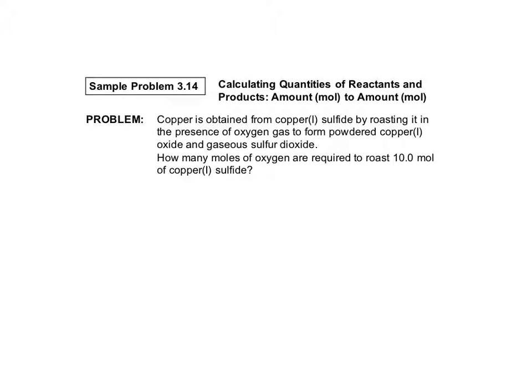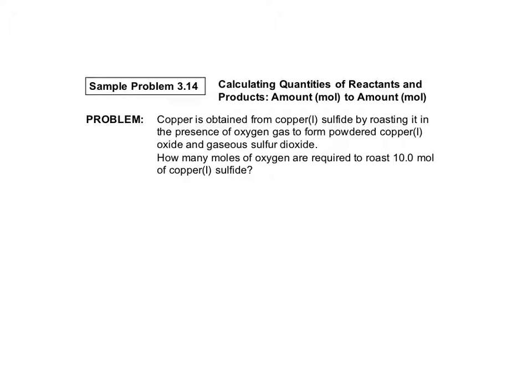Alright, sample problem 3.14 says that copper is obtained from copper 1 sulfide by roasting it in the presence of oxygen gas to form powdered copper 1 oxide and gaseous sulfur dioxide. How many moles of oxygen are required to roast 10 moles of copper 1 sulfide? So this is going to be a kind of a conversion problem like we've been working.